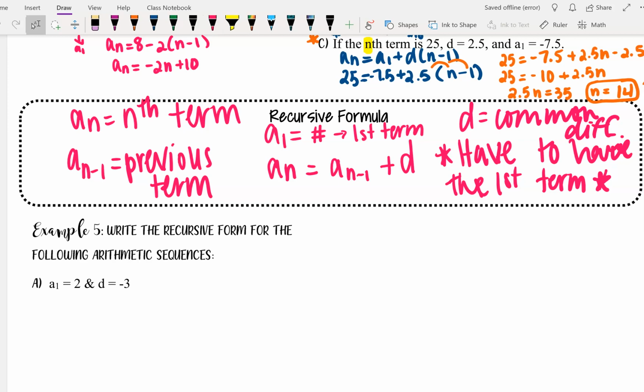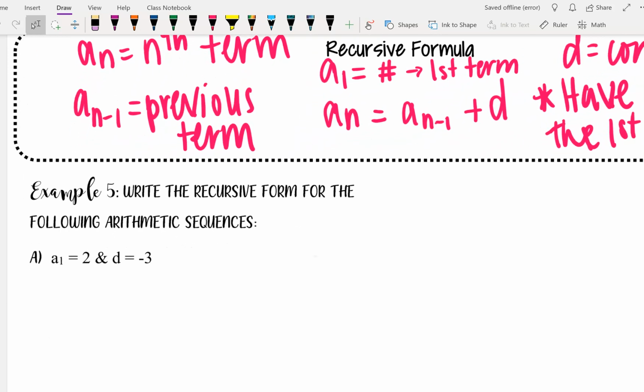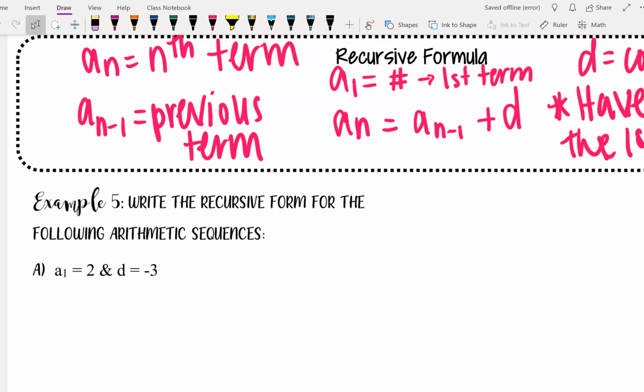So example 5, write the recursive form for the following arithmetic sequences. So we know it's an arithmetic sequence. So we're going to take the information they give us and just write the form. That's all we're doing. Okay, so for part A, we have the first term is 2 and the common difference is -3.